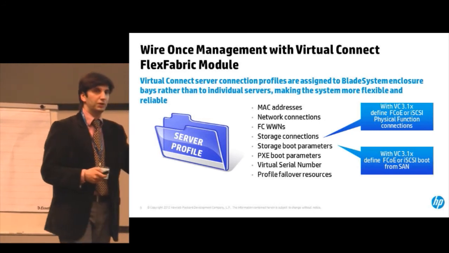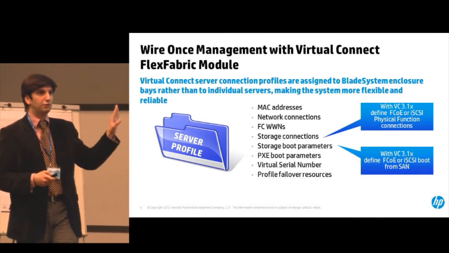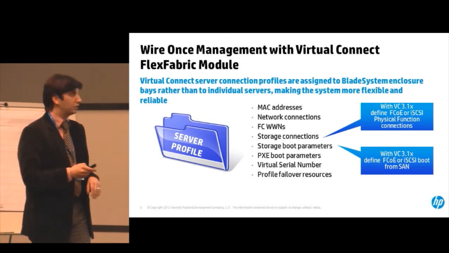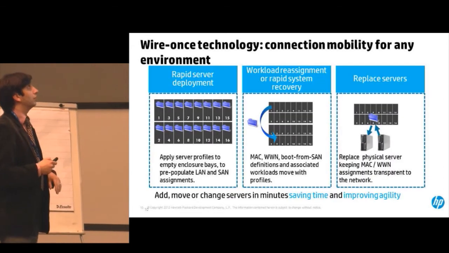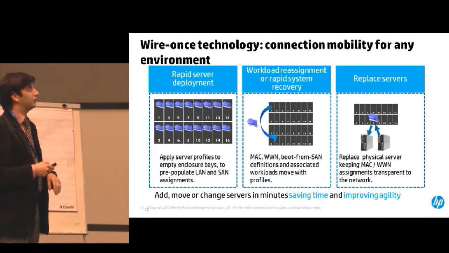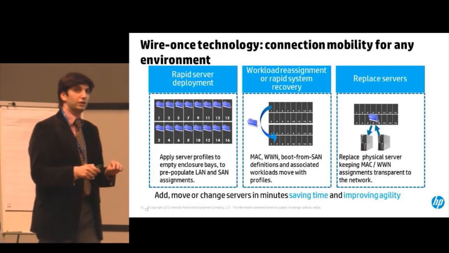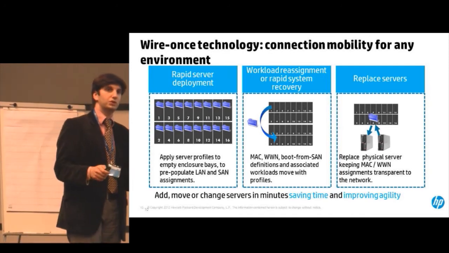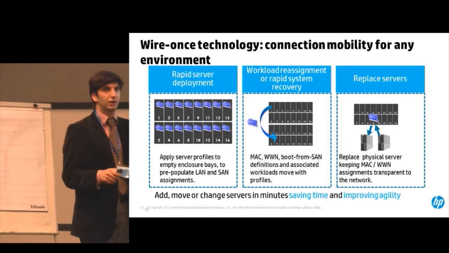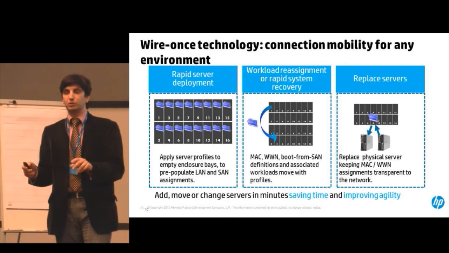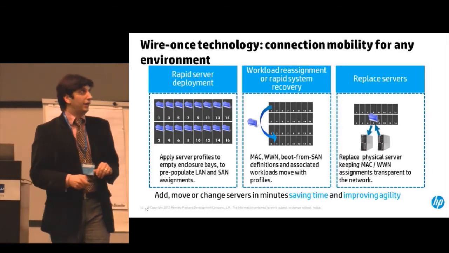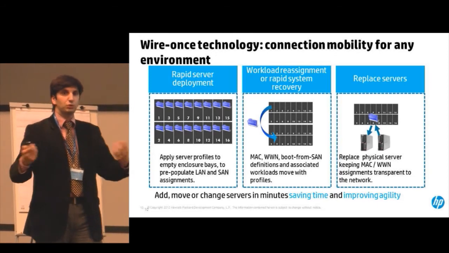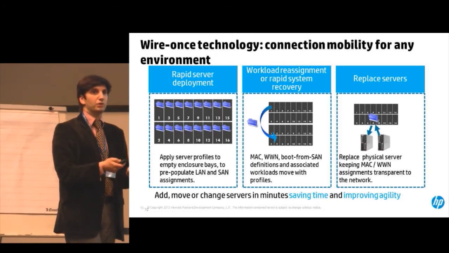So this is stored separately, and this server profile is not actually stored at the server level. If you're talking about the enclosure, we can assign the server profile to a particular blade slot, even when it's empty. So you can do all the configuration initially when you install the C-class blade enclosure with the Virtual Connect modules, and pre-assign the profiles to the particular blade slots. Any blade server which is going to be installed in this slot is going to absorb all the parameters which are part of the server connection profile.